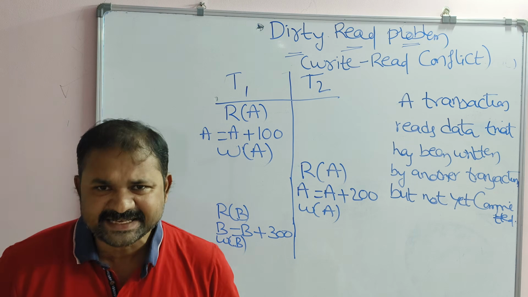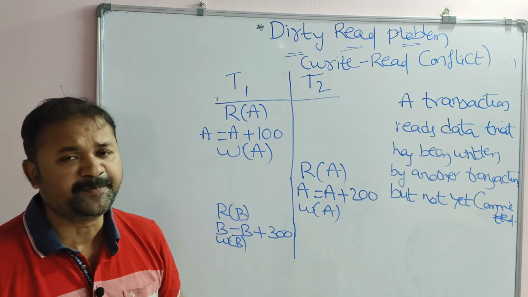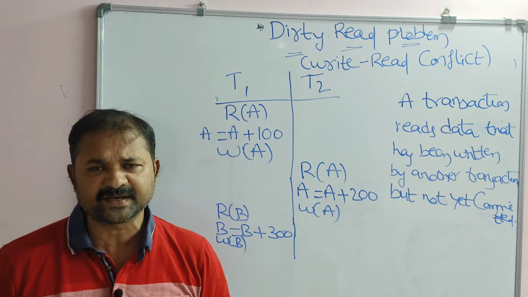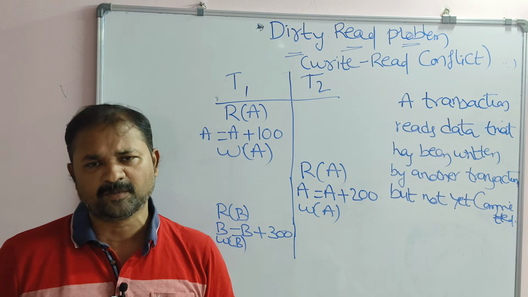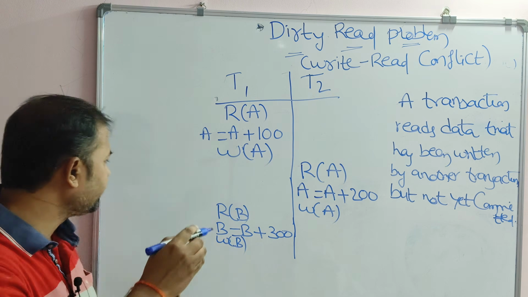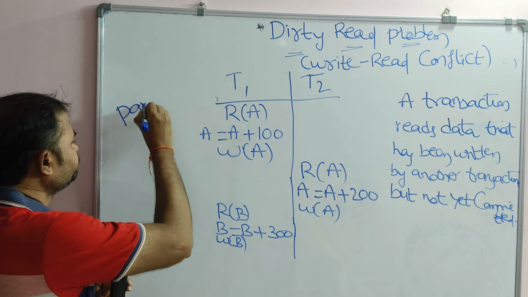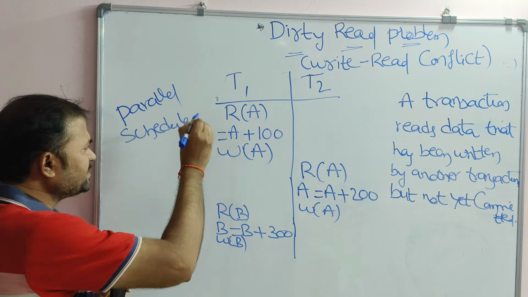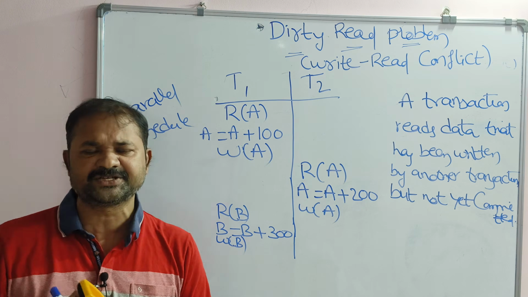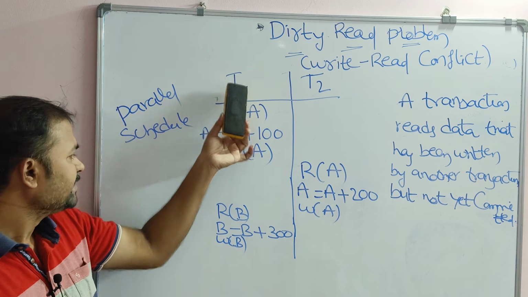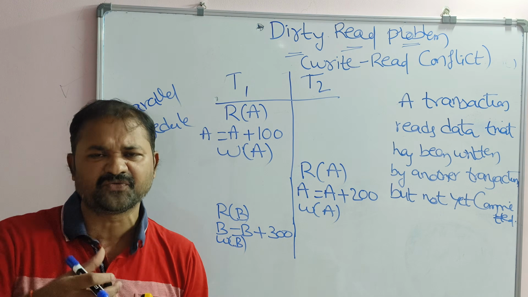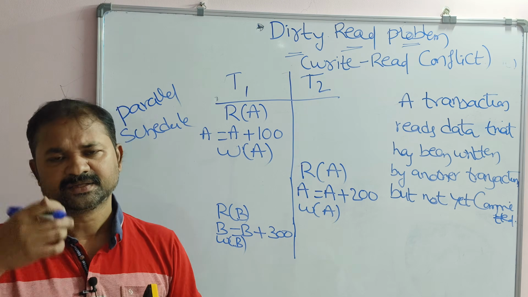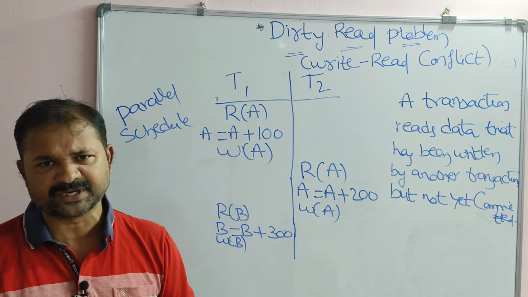Now let us discuss the dirty read problem, which can also be called the write-read conflict or write-read problem. This problem occurs in a parallel schedule. We know what a schedule and a transaction are. A transaction means a set of operations, a collection of operations. A schedule decides in which order the corresponding transactions are executed.